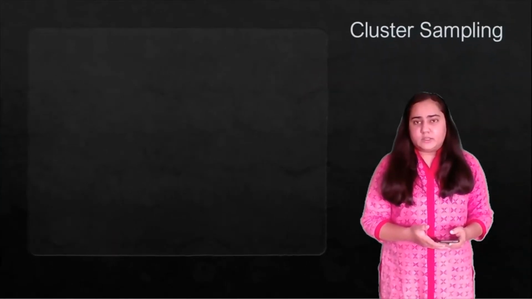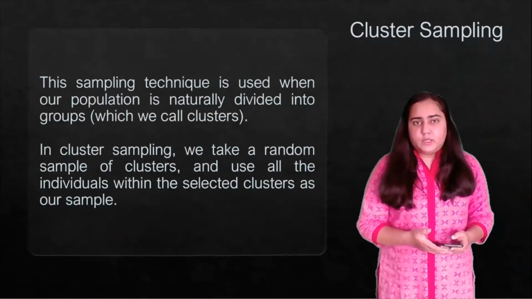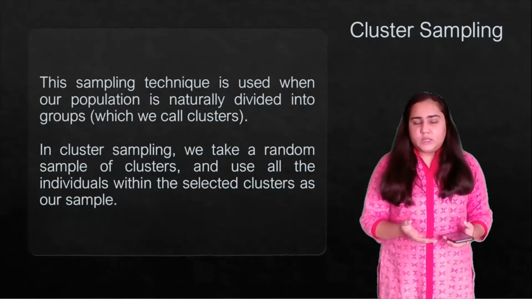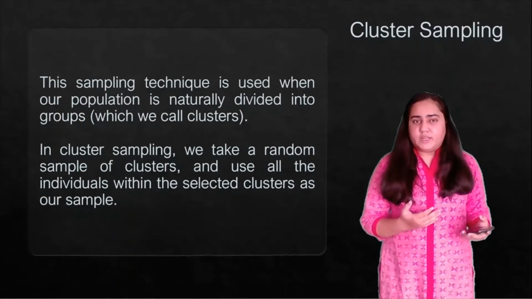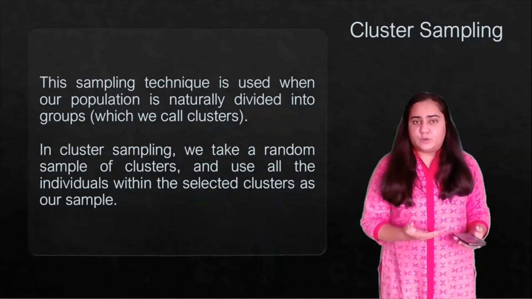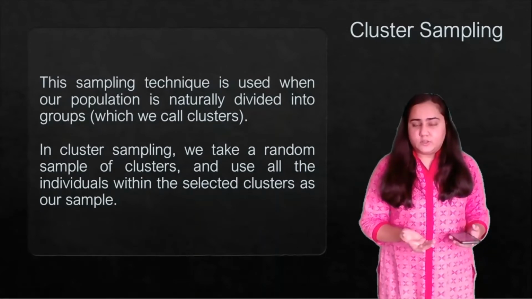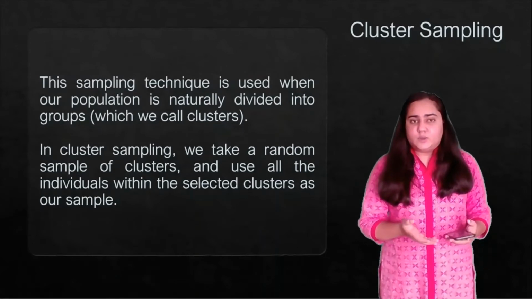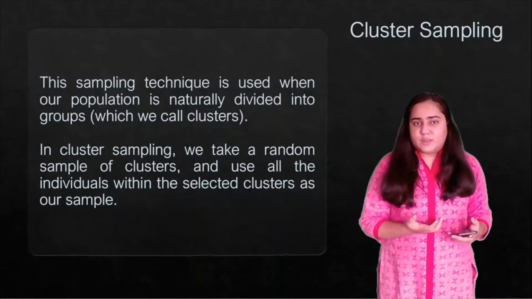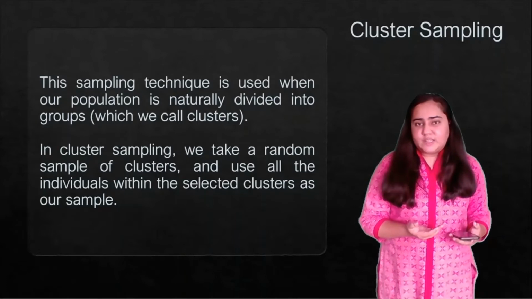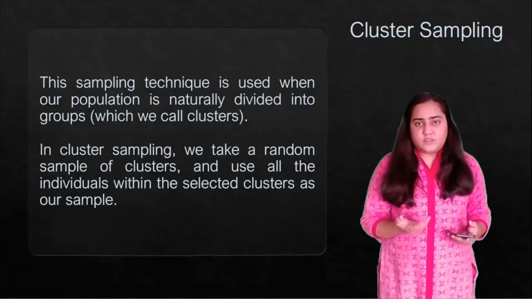The next type of sampling we have is a cluster sampling. In this technique, your population would be already naturally divided into groups, which we would be calling clusters. And that's why what you will do is take random samples of clusters and then use all the individuals within the selected clusters as a sample.